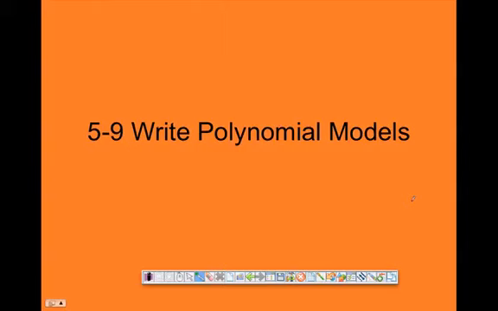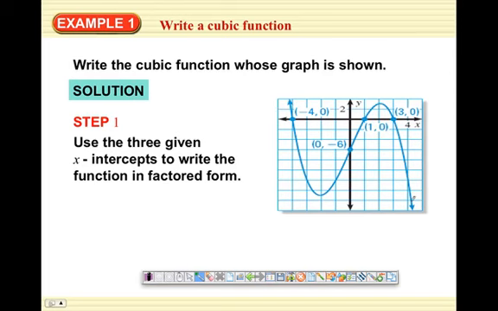Alright guys, here's your podcast for section 9, write polynomial models. There's only like 4 examples here, so here we go. Example type number 1, write a cubic function.